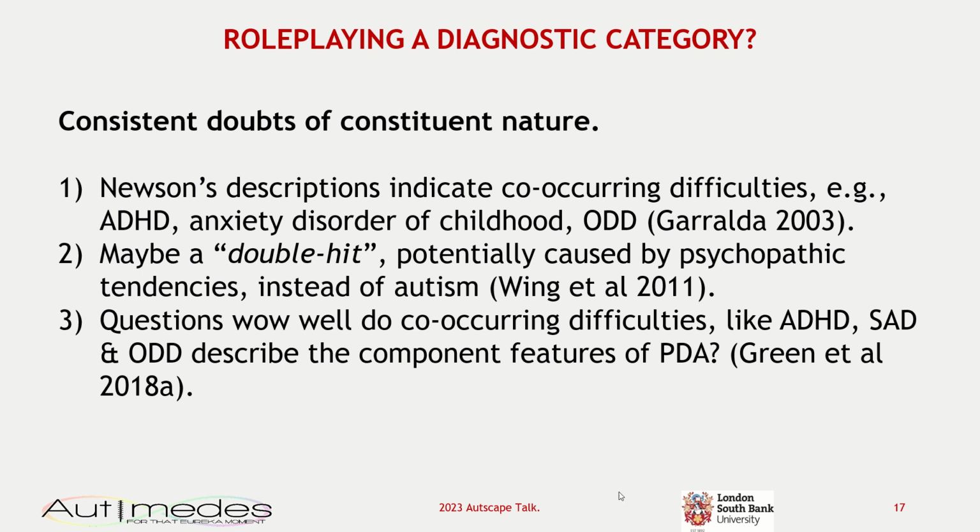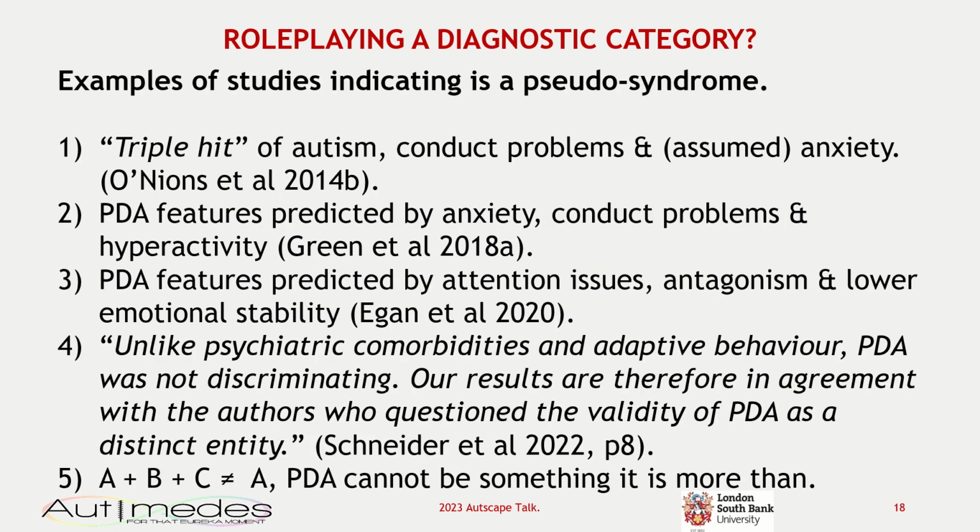Also, since then, Green et al. in 2018 questioned how co-occurring difficulties like ADHD, social anxiety disorder, and oppositional defiance describe the component features of PDA. I'd also point out that NICE has recognised that many topic experts question if PDA is a distinct category, and that its features can be better described by accepted difficulties. So there is active debate, and this outlook is actively being discussed within the PDA literature. It's something that should be more widely acknowledged. There is some empirical evidence to support that. Obviously, most of this evidence is going to be poor quality, or have a high risk of bias, but these are just some examples.